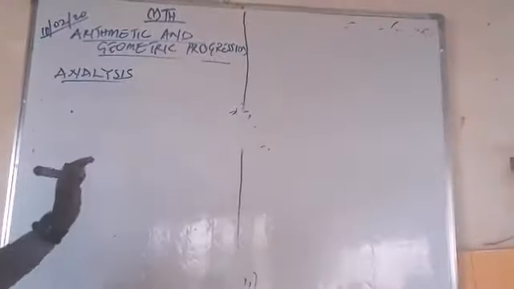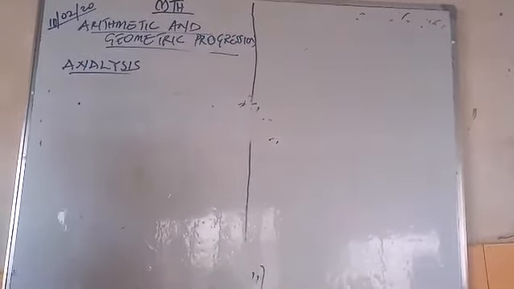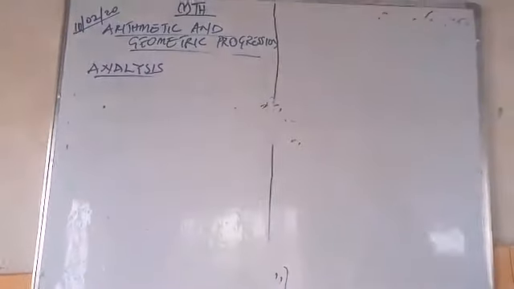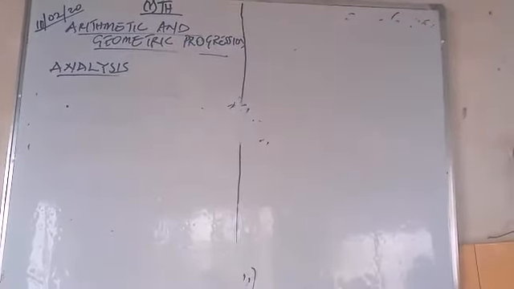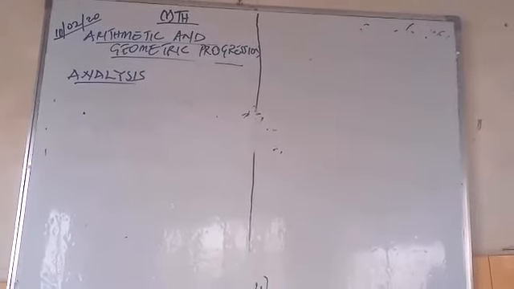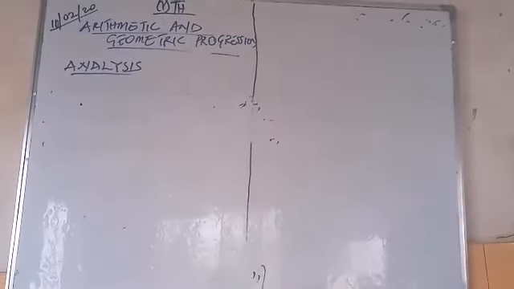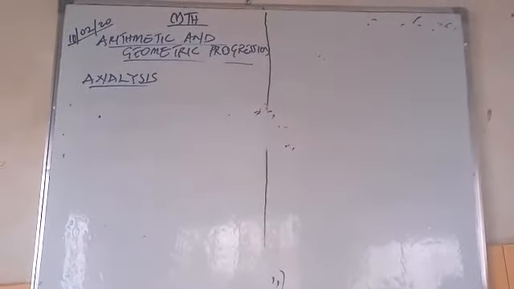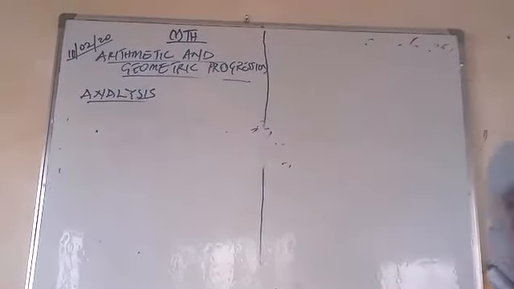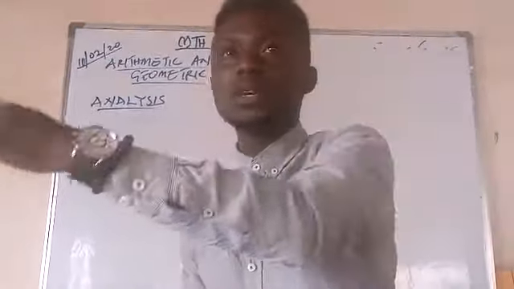Linear progression, which has a common difference between its consecutive terms. Let me repeat that again. An AP or an arithmetic progression is a linear sequence. It's a linear sequence which has a common difference D between its consecutive terms.